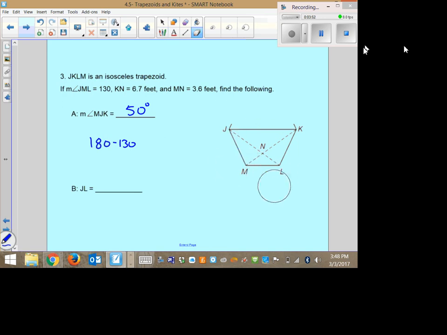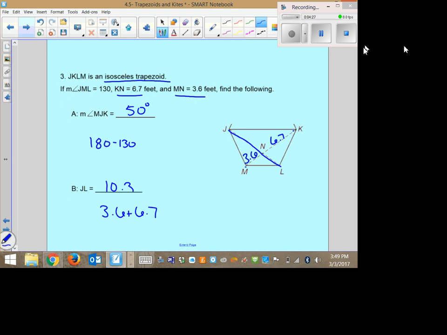And then we also have that KN is 6.7 feet and MN is 3.6. So together we have 10.7 for our M to K, but we're looking for JL. Since we have an isosceles trapezoid, we know that our diagonals are congruent, which means that we can take 3.6 plus 6.7 to get our 10.3 for the length of JL, 10.3 feet.